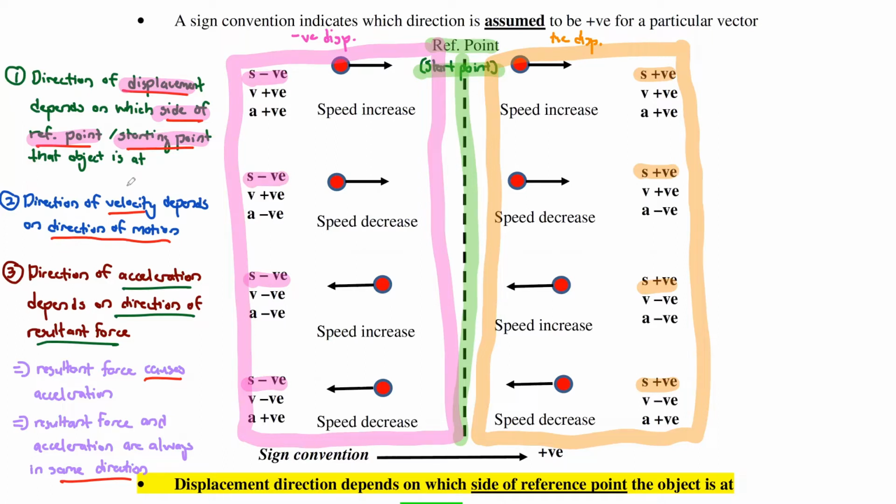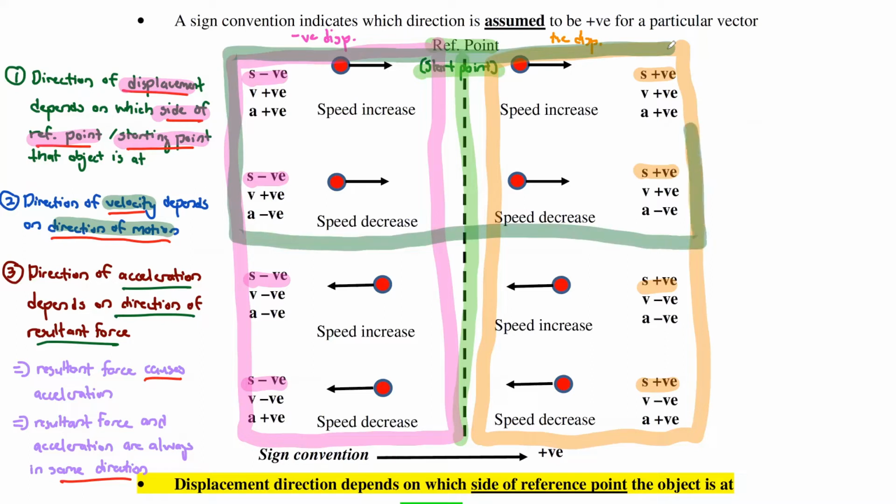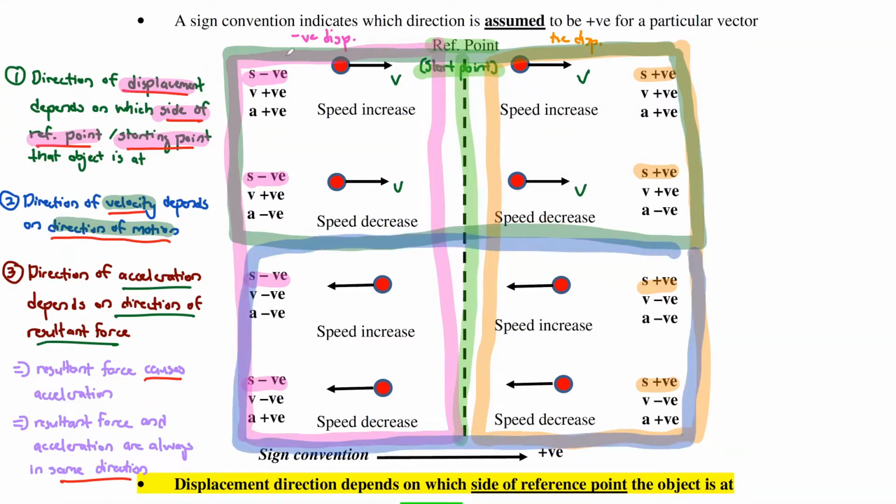Moving on to velocity, direction of velocity depends on the direction of motion. For these four objects that are moving towards the right, their direction of motion is towards the right, so the direction of velocity will be towards the right. For the remaining four objects that are moving towards the left, their direction of motion is towards the left, so their direction of velocity will be towards the left too.